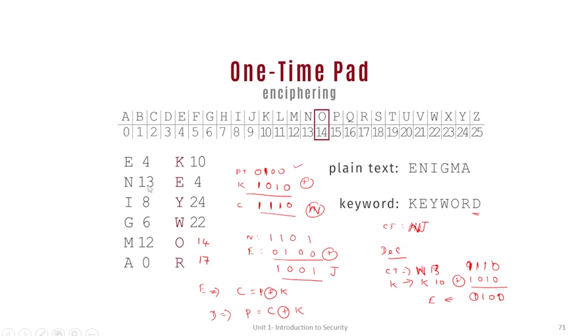And then I am taking the second letter of the plain text and the second letter of the keyword. It is 13 and 4. You do the same exclusive OR operation. The answer is 1001. It is 9. So the ninth letter is J. So the second answer is J.